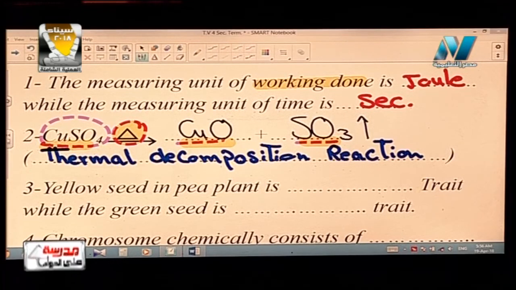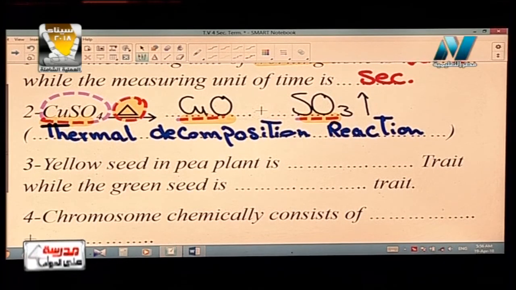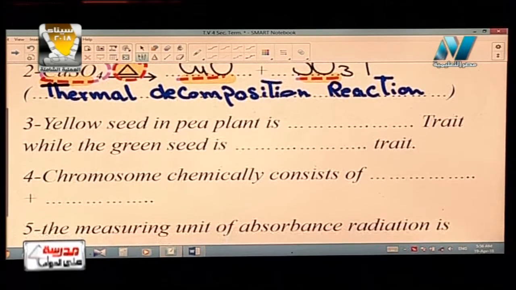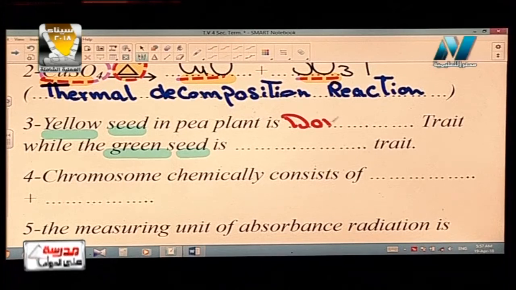The next question says the yellow seed in pea plant is what trait, while the green seed is what trait. We have here traits of pea plant as we studied before in unit 3. We have two types of inherited or hereditary traits, dominant and recessive. Here we talk about yellow seed and green seed. And we know the yellow seed is a dominant trait, while the green seed is a recessive trait.